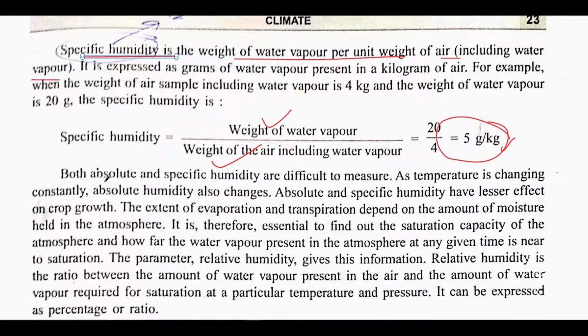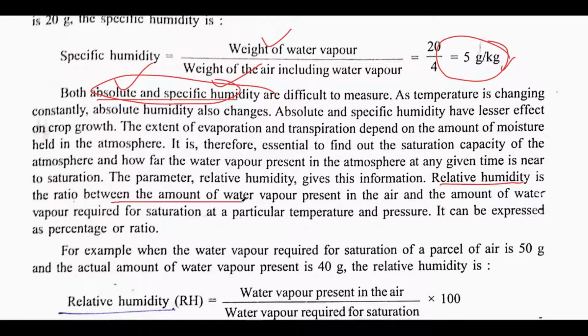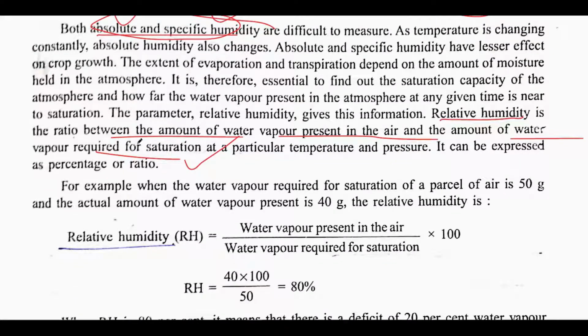Both specific humidity and absolute humidity are dependent on temperature, so they are very difficult to measure, and they are not of much importance from the crop growth or crop production point of view. The important one is relative humidity. It is basically the ratio between the amount of water vapor present in air and the amount of water that is required for saturation. Since it is a ratio, it has no unit.